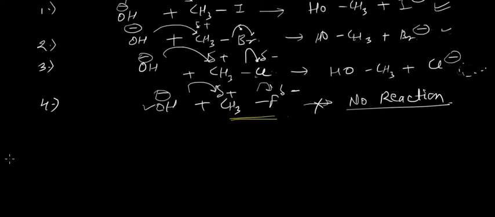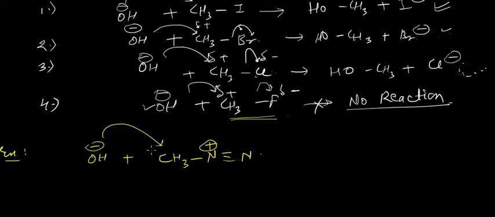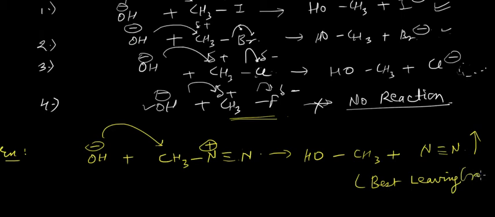So if you look at this example wherein we have OH minus and CH3 triple bond N on another side. What will happen in this case is this will attack here to form something like this, where we have this plus nitrogen is released. So it's actually the best leaving group. Nitrogen is the best leaving group. And why is it the best leaving group? Because it's an inert gas. So this reaction goes forward at a very good pace.